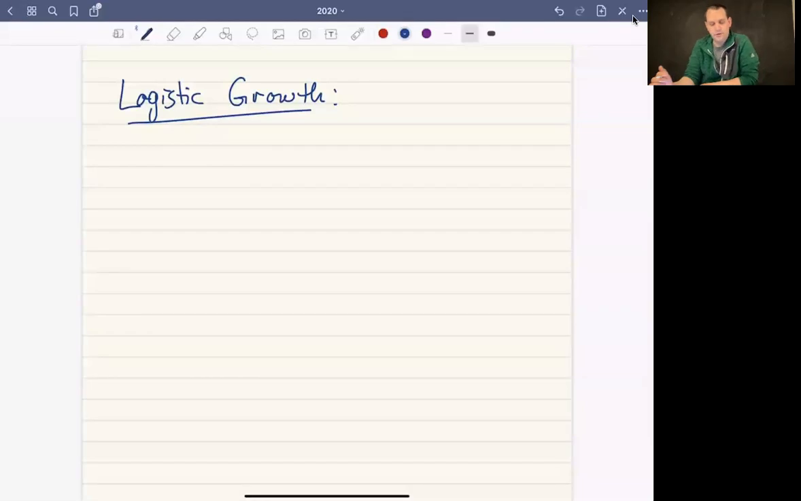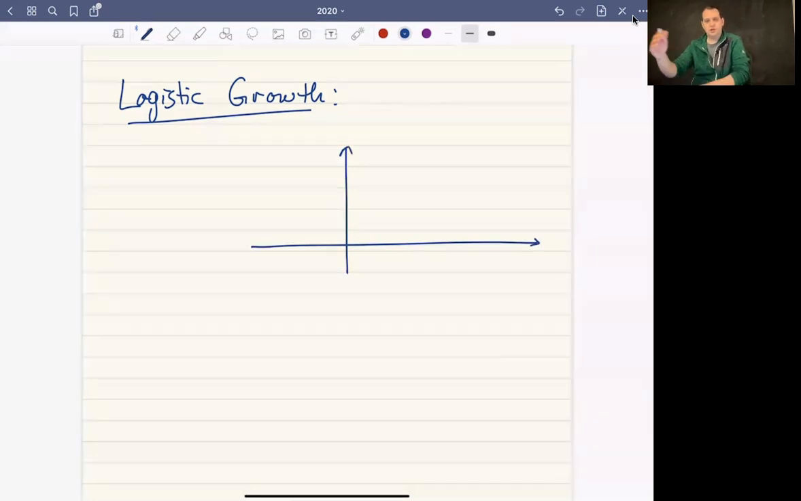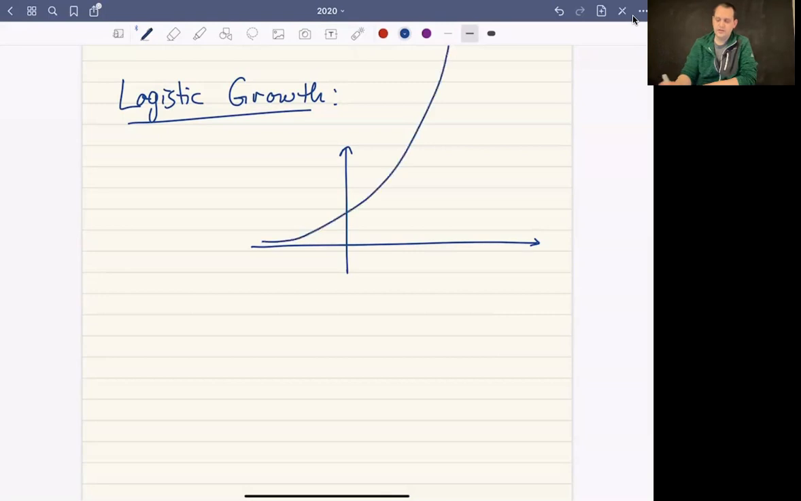The next type of model I want to look at is a model of what's called logistic growth. Logistic growth has to do with something like human population, where you want to figure out what the population is going to look like over time. And of course, exponential growth is a completely unrealistic model, even though that's the one that's used first.